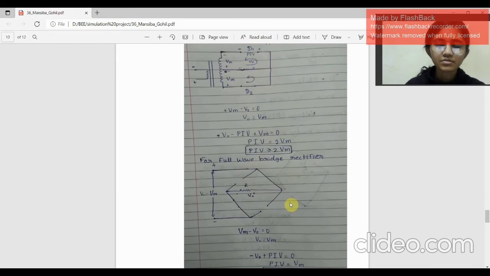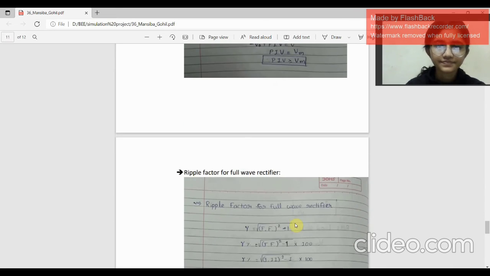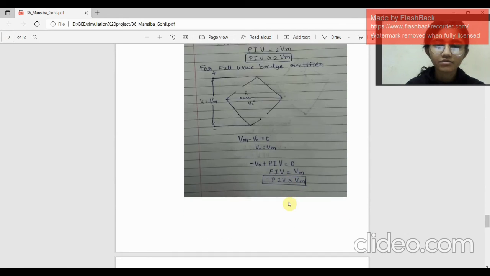Now we will see the PIV for the full wave bridge rectifier. As I have drawn the circuit here, we can see that the PIV for the bridge full wave rectifier will be the same as we had for the half wave rectifier. The PIV should be greater than or equal to Vm, meaning the maximum voltage provided to the circuit before the circuit enters the zener region, which will be the PIV of the circuit.